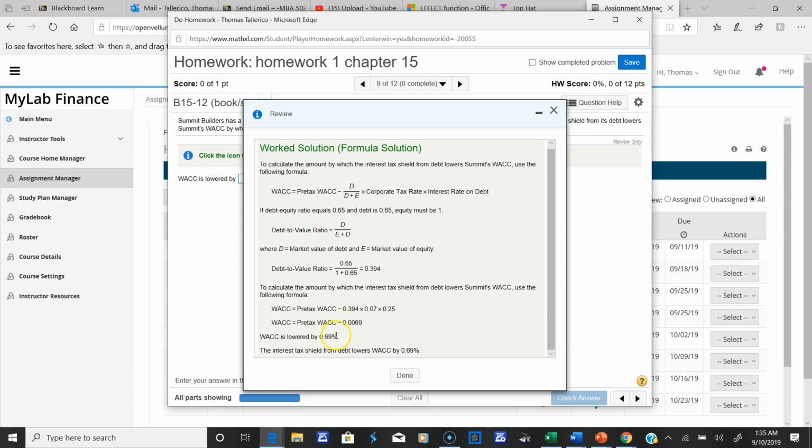So roughly, the weighted average cost of capital is lowered by approximately 0.69%, which means that the tax shield from the debt lowers your weighted average cost of capital by 0.69. Notice you don't need this number here. You don't have to calculate this number. All they want you to do is to basically get how much it's going to be lowered by. And we got that there.